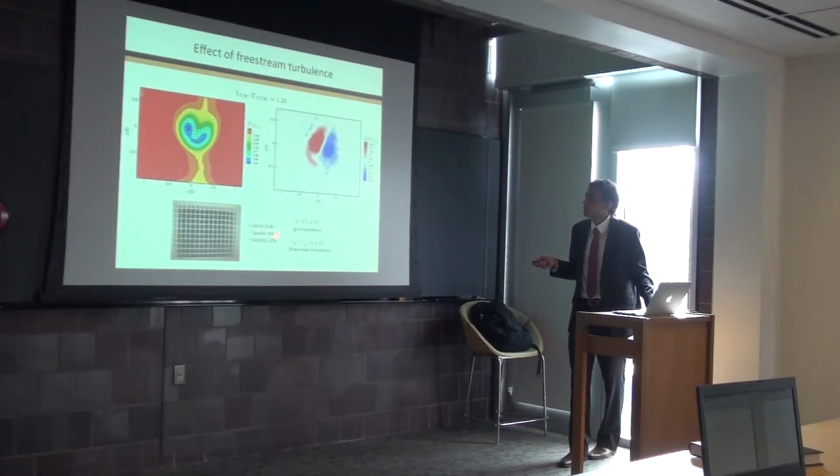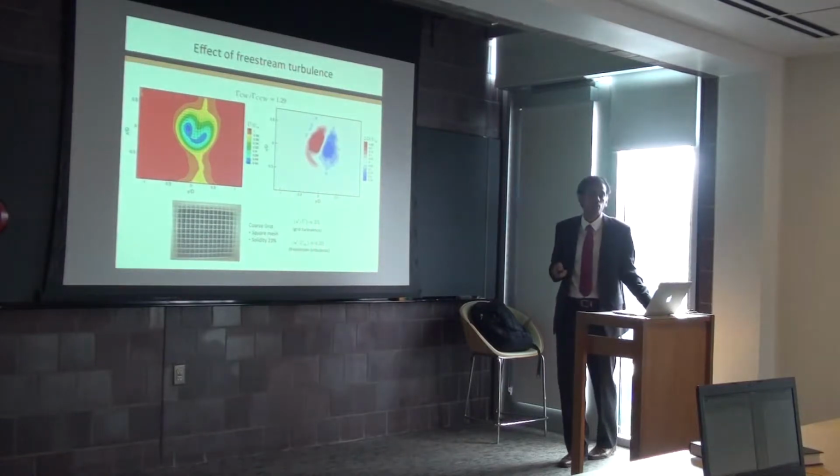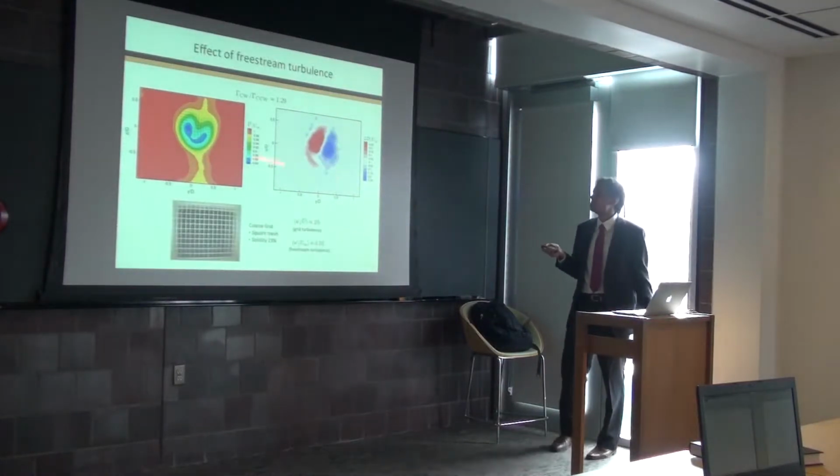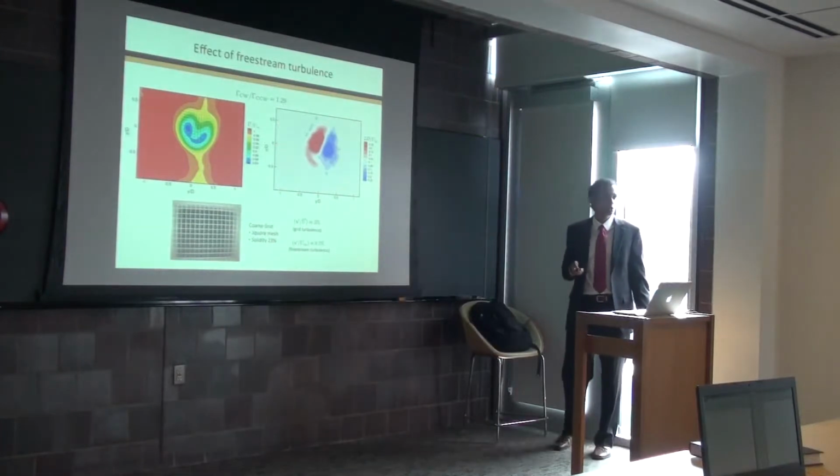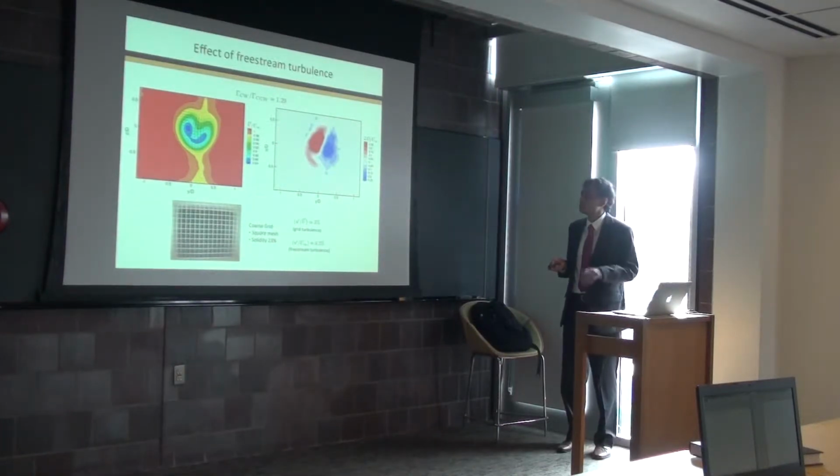This is done using a coarse grid, a square mesh with a solidity of 23%. The grid turbulence causes a free stream turbulence of 3%. Naturally occurring is about 0.3% in the tunnel. So we up the free stream turbulence by an order of magnitude, and we see a relatively modest change in the flow structure for the pitch case.